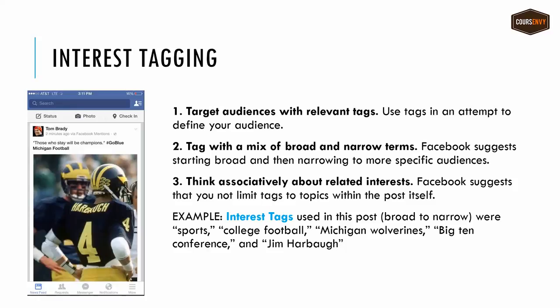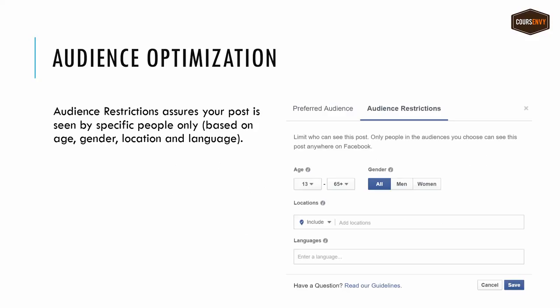So for this Michigan football example, my interest tags would be broad to narrow, starting with sports, college football, Michigan Wolverines, Big Ten Conference, and Jim Harbaugh. See that spectrum? Anybody who's interested in sports, all the way down to people interested in the current head coach, Jim Harbaugh. So like I mentioned, those audience restrictions assure your post is seen by specific people only, based on age, gender, location, and language. So again, you're going to increase your engagement by limiting the audience to who you know is going to like it, who's going to prefer it, therefore increasing the engagement with that post.